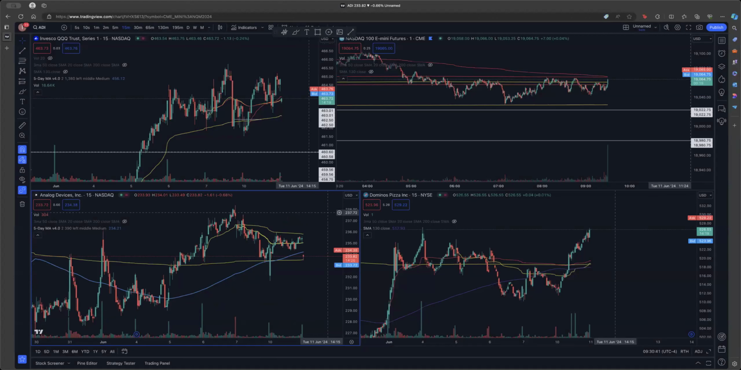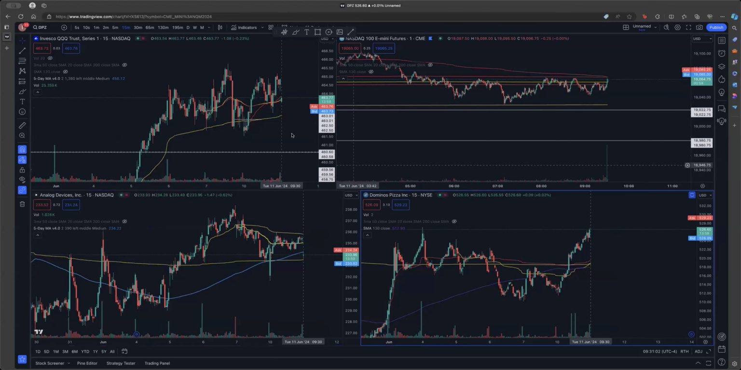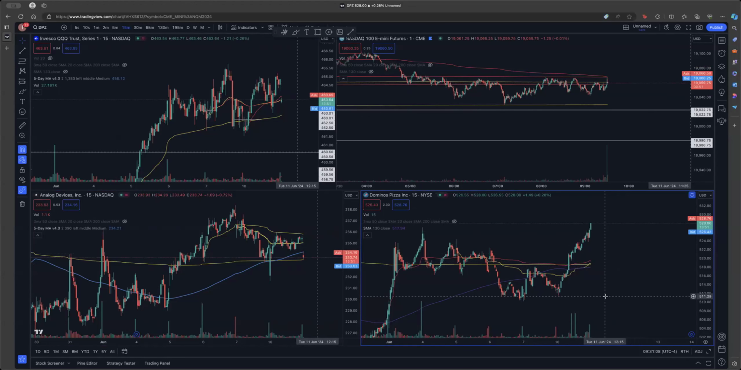ADI gapped down, but still looking good. We're going to give it the first 5 minutes before entering anything, or we're not going to touch ADI today regardless. Watch out for DPZ though. If you already added around that 516 zone, it might be a good place to consider averaging up, but let the 5-day start to slope to the positive here. If you're going to average up here, your stop losses should be moved towards 511.30 and change.